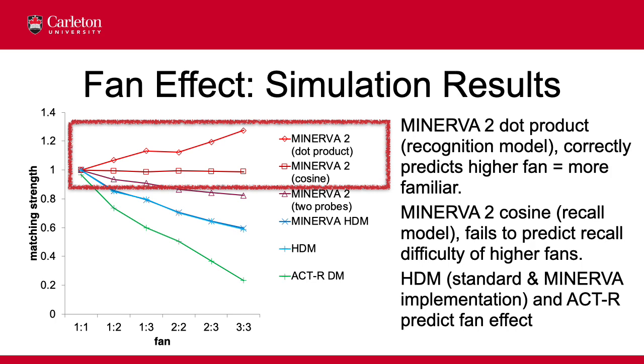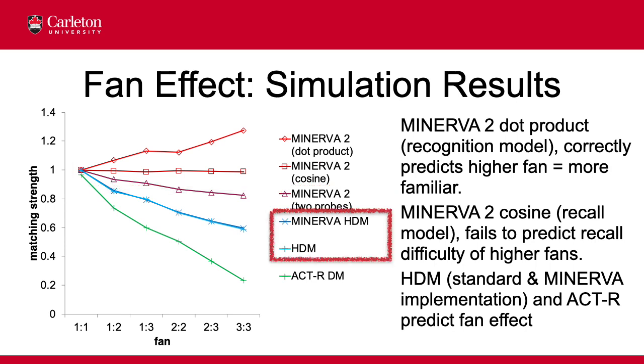Why does Minerva fail to predict the fan effect? The failure of Minerva to predict the fan effect is not an inherent property of the Minerva architecture. We reimplement HDM in a Minerva architecture to create Minerva HDM and find that HDM and Minerva HDM make the same prediction, with only minute differences between the two models due to noise.